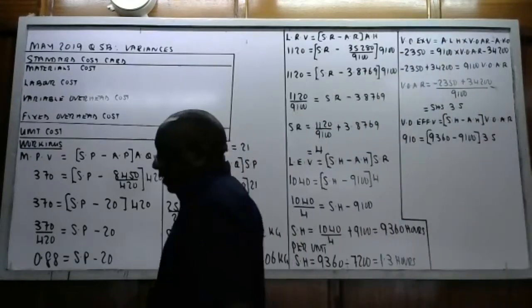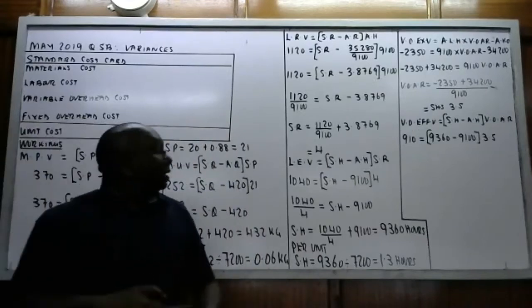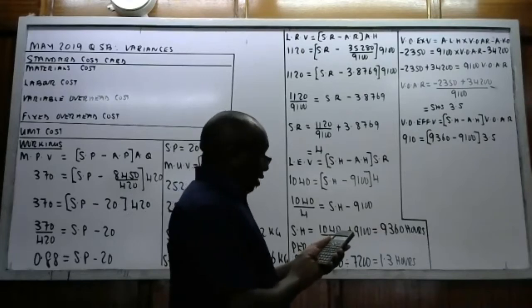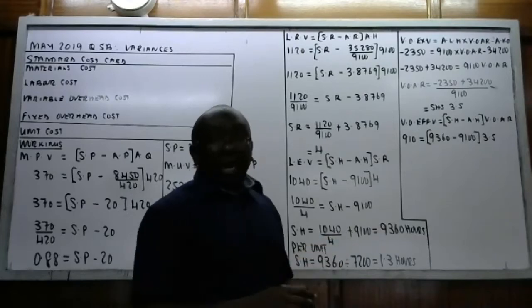So I hope you have confirmed that there is an agreement. That is 260 times 3.5 is 910. Good.